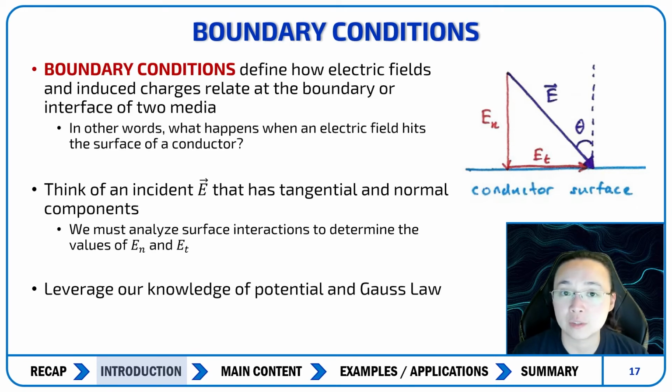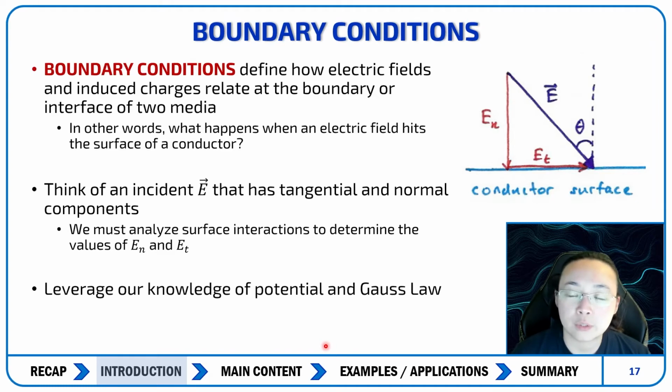Boundary conditions, to simply define them, help us define how electric fields and induced charges relate to each other at the boundary or at the interface of two media. That's a discussion we'll have later on about dielectrics. But for conductors, we can have a very simple overview of tangential and normal boundary conditions. So think of an incident electric field vector that has a tangential and normal component. We're going to have to find the best way to analyze each of these components.